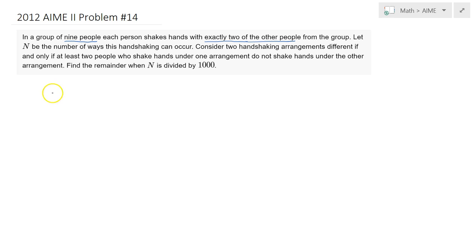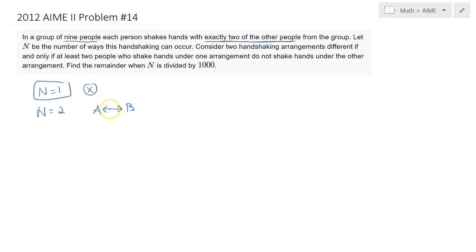So let's first start with one person. Well, can one person shake? Would this condition be satisfied? Obviously not. How about if there are 2 people, say A and B? A shakes hands with B. Obviously shaking hands is mutual, two-sided. If A shakes hands with B, B shakes hands with A.